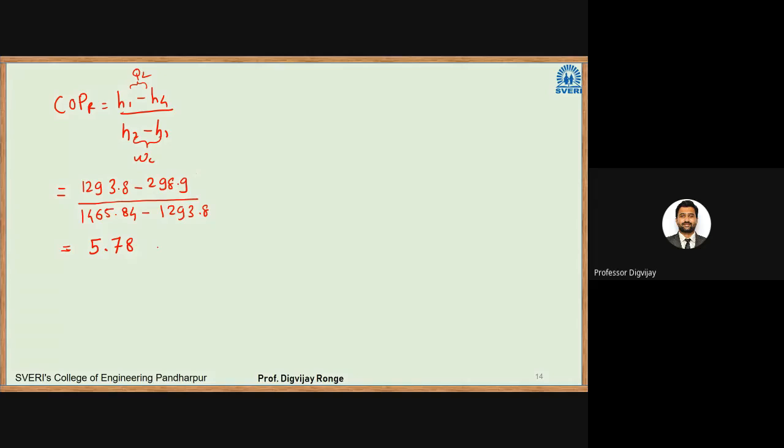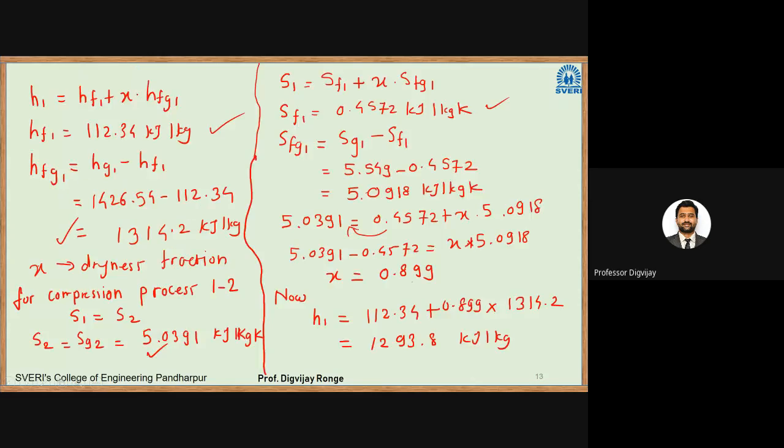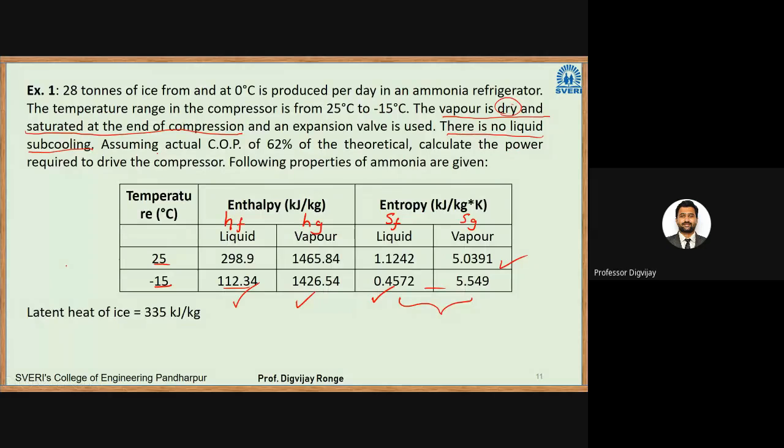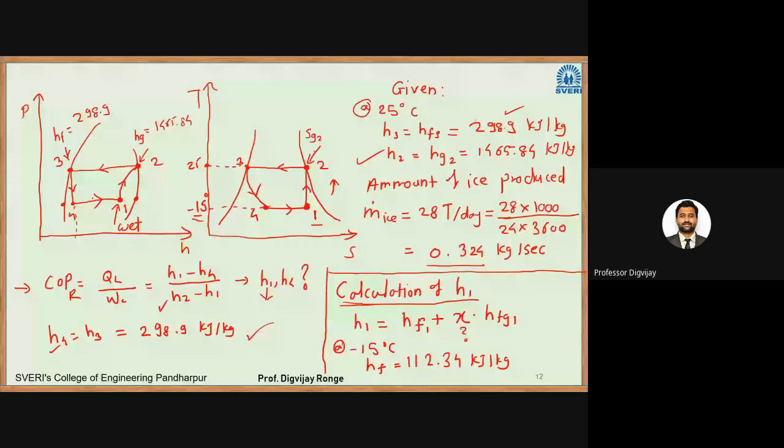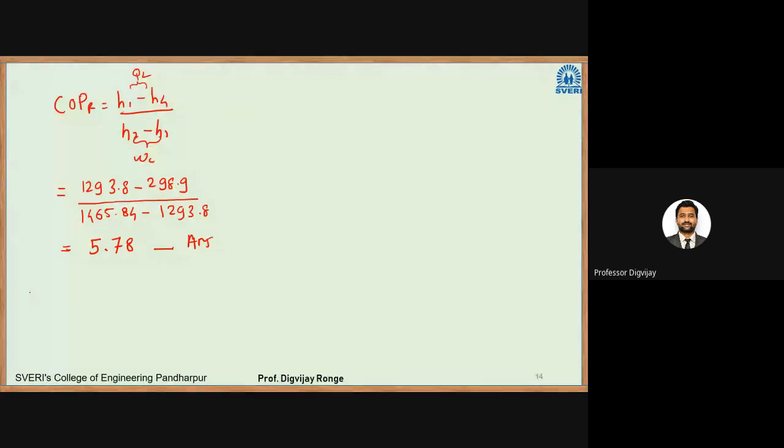So this is our first answer. This will be your theoretical COP. Now they have given in the problem that the actual COP is 62% of the theoretical. So COP actual will be equal to 0.62 times COP theoretical. So how much will it be?